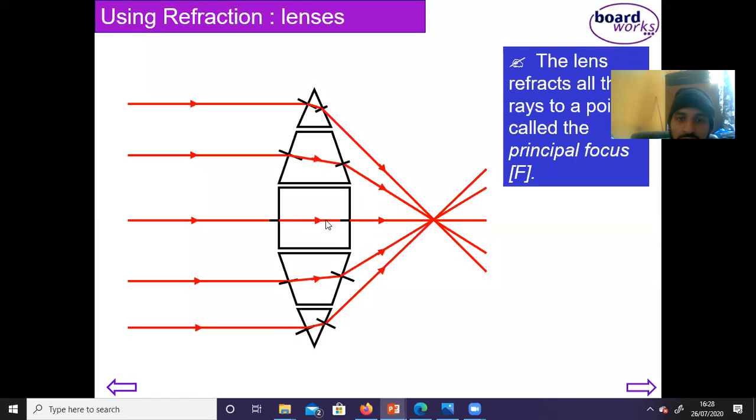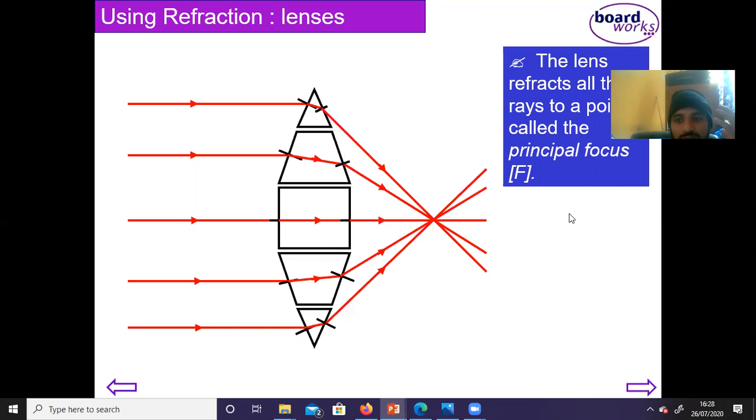Some lenses have a long focal length, so they'll make this point over here somewhere further. Some lenses have a short focal length. They'll make this point over here somewhere shorter. They'll bend the light more. The more you bend the light, the closer it is going to end up to the lens at the focus, okay?